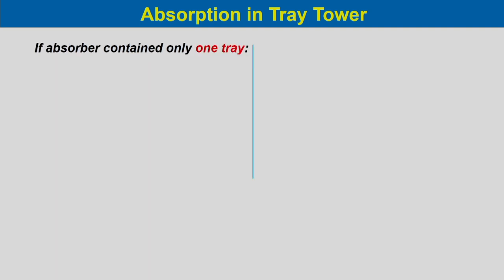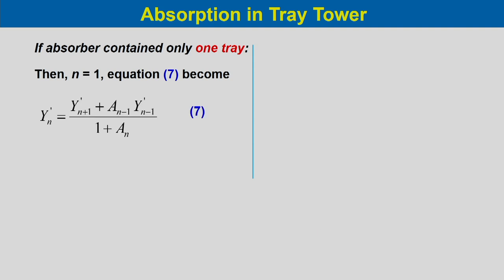For an absorber which contains only one tray, if n is equal to 1, so equation 7 becomes, this is equation 7, and from this we can write y_1' would be equal to y_2' plus a_0 into y_0' divided by 1 plus a_1. So, just substitute n with 1, then from 7 we can get equation 8.